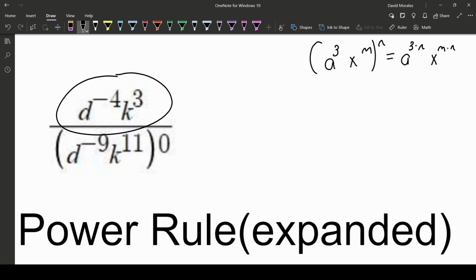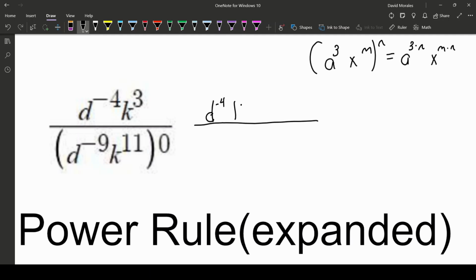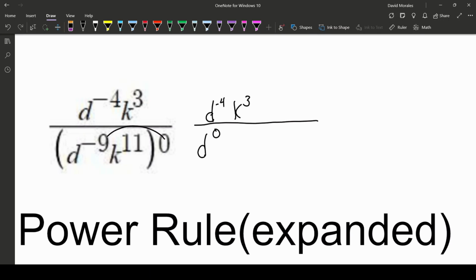Since we're doing the power rule, we're just going to rewrite the top. So d to the 4, k to the 3. Okay. Now the bottom. This 0 is going to be multiplied to these exponents. So d to the -9 times 0, right? You see that? What is -9 times 0? 0. And I'm just going to erase this right here just to keep this clean.